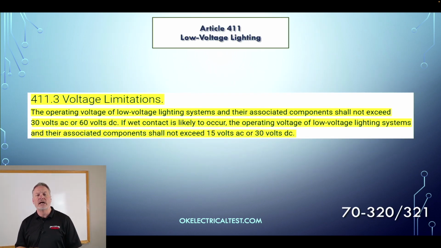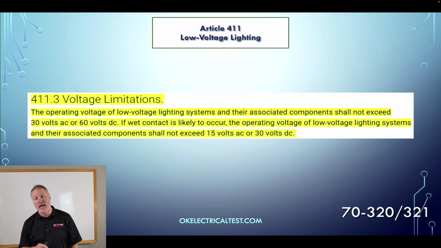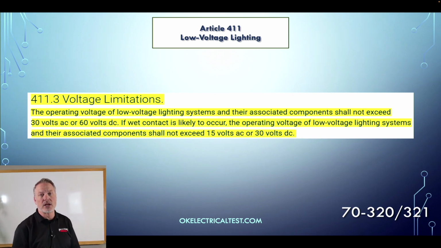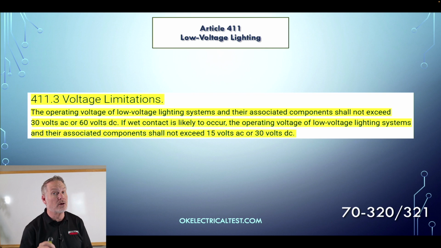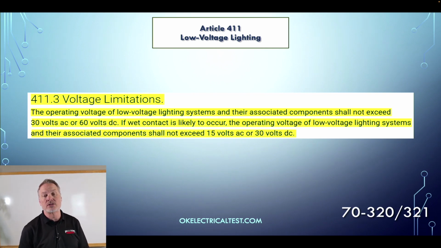Let's go to Article 411. Article 411 specifically low voltage lighting. We're going to take a look at the voltage limitations on here to indicate exactly what we're talking about when we're talking about low voltage lighting. And it says, the operating voltage of low voltage lighting systems and their associated components shall not exceed 30 volts AC or 60 volts DC. Now, if wet contact is likely to occur, the operating voltage of low voltage lighting systems and their associated components shall not exceed 15 volts AC or 30 volts DC. So in a dry location, 30 volts AC. In a wet location, 15 volts AC.